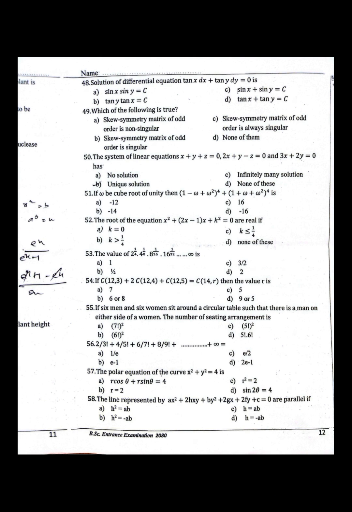53. The value of 2 power 1 upon 4, 4 power 1 upon 8 into 8 power 1 upon 16 into 16 power 1 upon 32 to infinity is A. 1, B. 1 upon 2, C. 3 upon 2, D. 2.